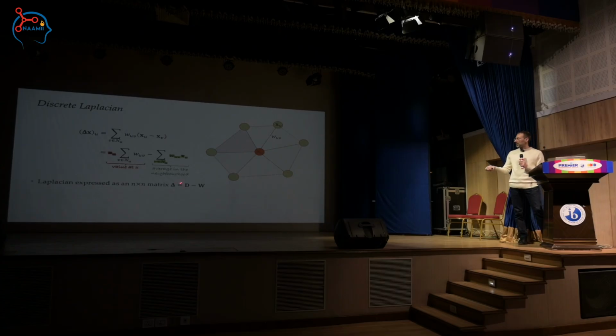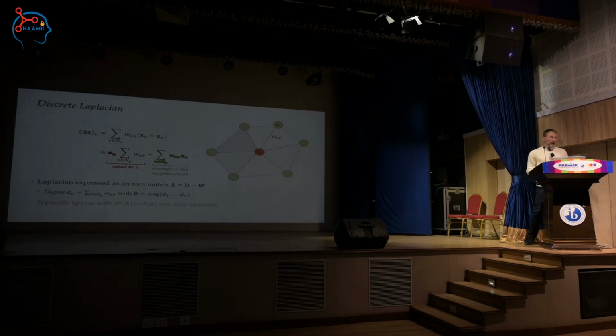Okay. So when I write it on a computer, I can write it as an n by n matrix, and it looks like this. D is the degree matrix, right? So that's what it is. W is the matrix of weights, basically corresponding to my neighbors. And it is typically sparse, right? So the number of non-zeros is as the number of edges in the graph, right? And in the case of meshes, it's all of n non-zero, right?